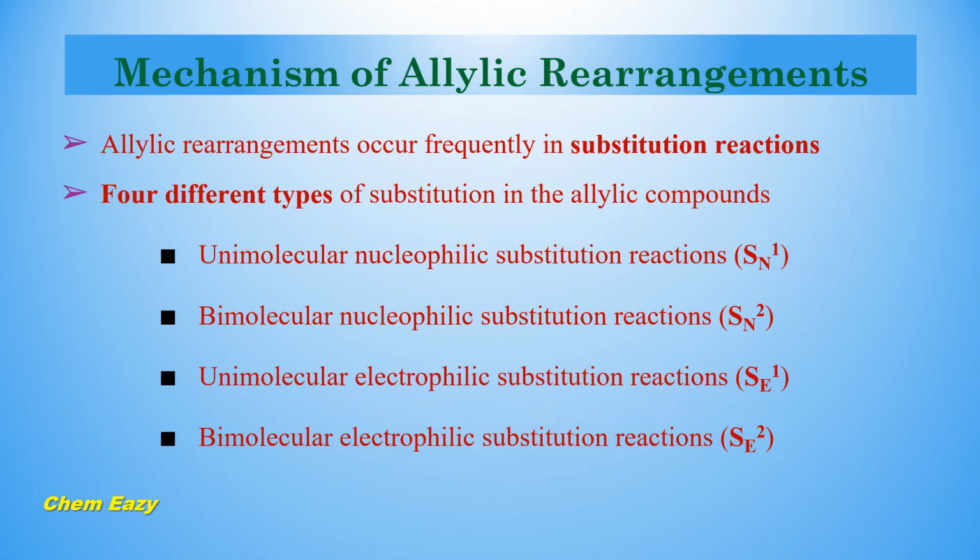Allylic rearrangements occur frequently in substitution reactions. There are 4 different types of substitution in the allylic compounds. They are unimolecular nucleophilic substitution reactions SN1, bimolecular nucleophilic substitution reactions SN2, unimolecular electrophilic substitution reactions SE1, and bimolecular electrophilic substitution reactions SE2. To explain the mechanism of allylic rearrangements, all these 4 types of substitution should be explained.